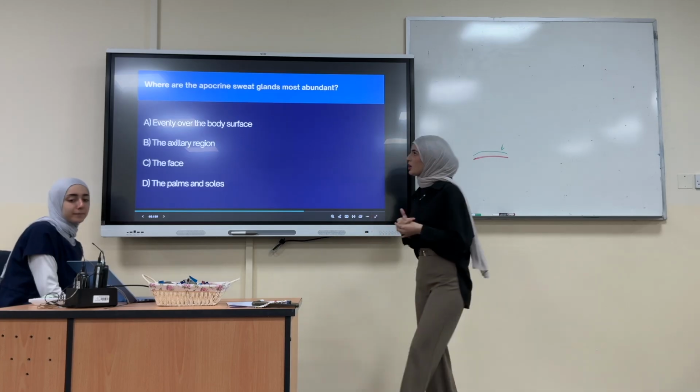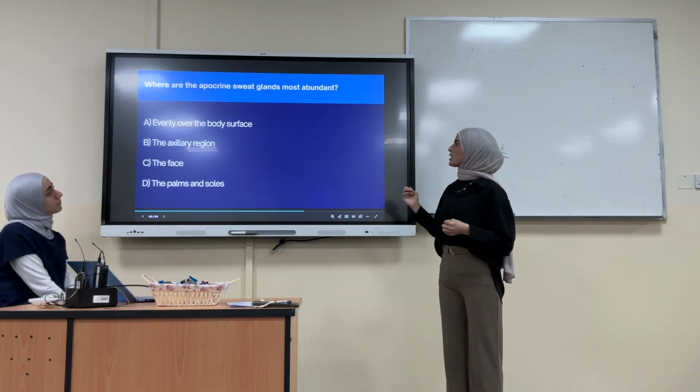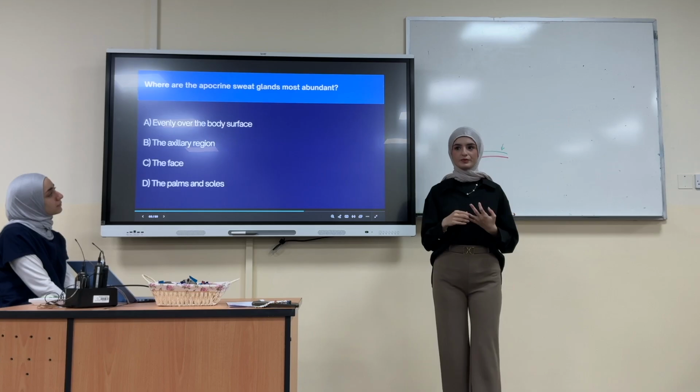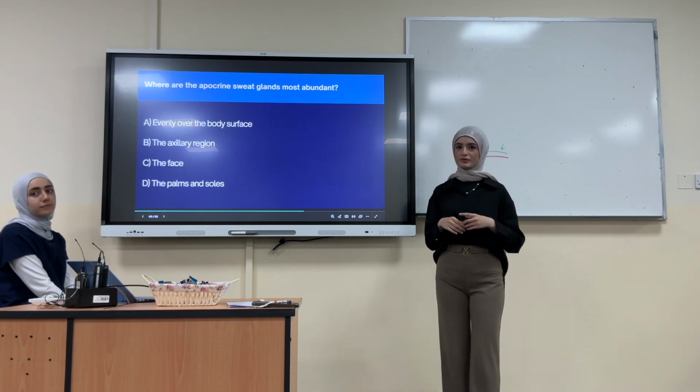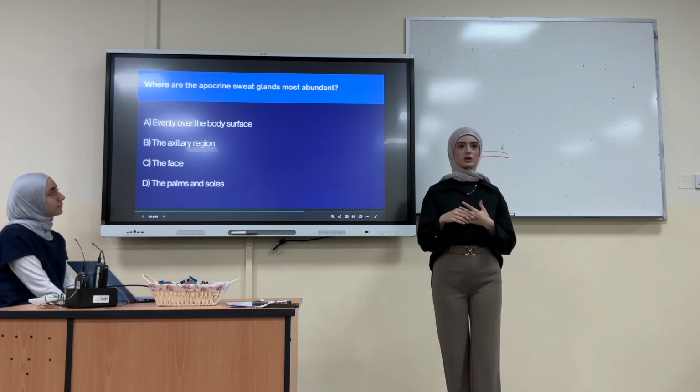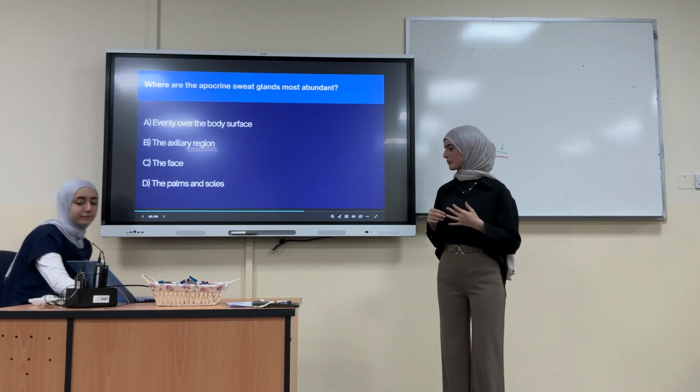Where are apocrine sweat glands most abundant? Like the armpits, right? Yeah, armpits, axillary region. Do we all agree on that? Okay.